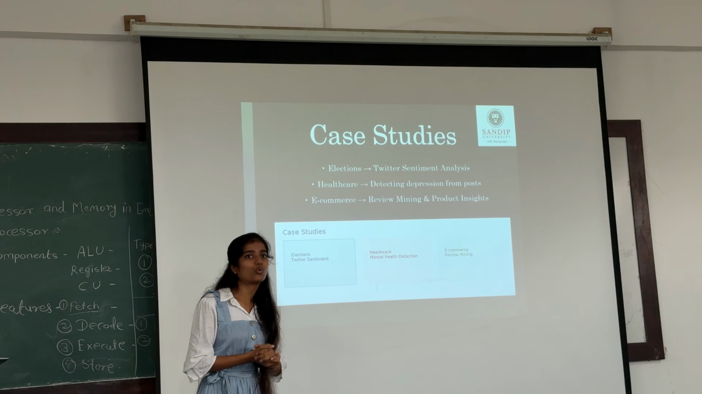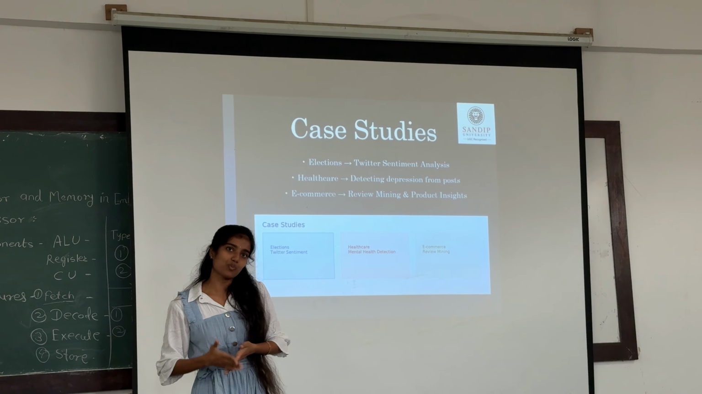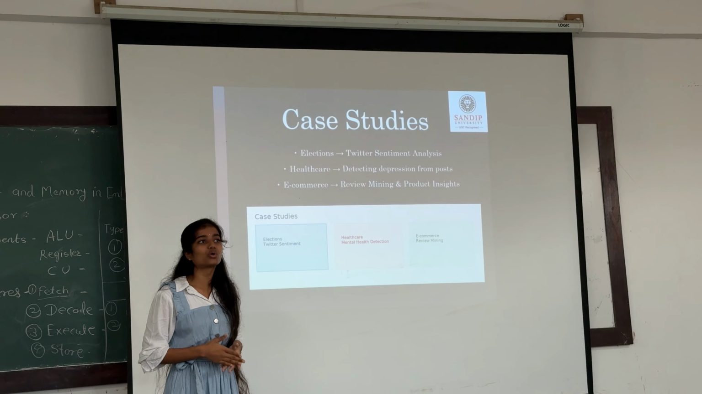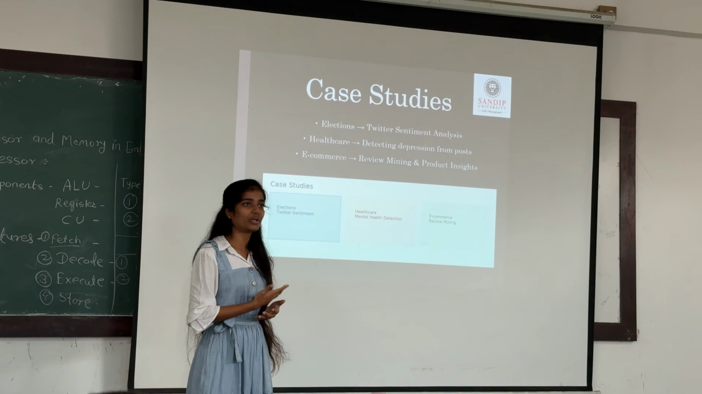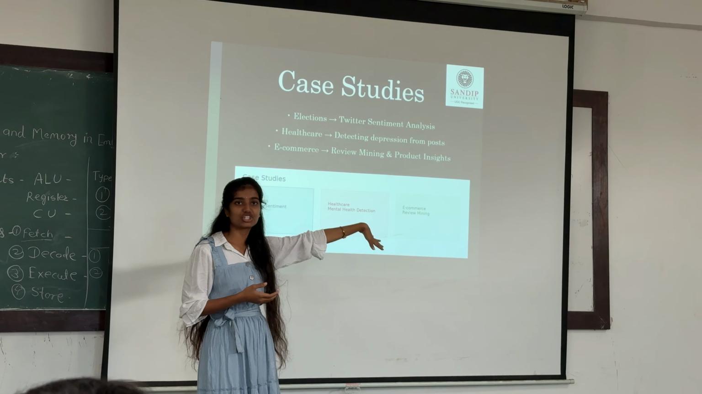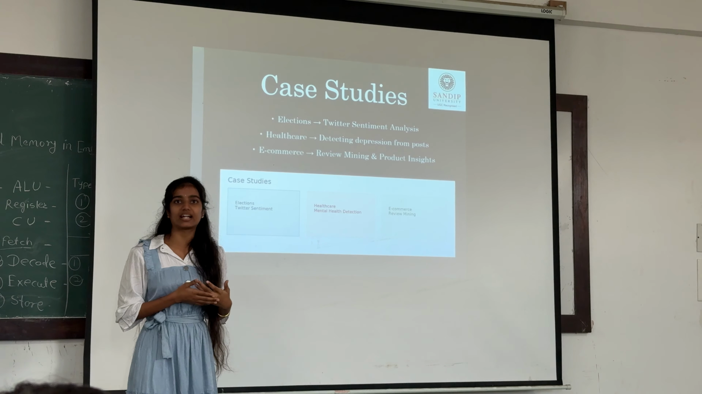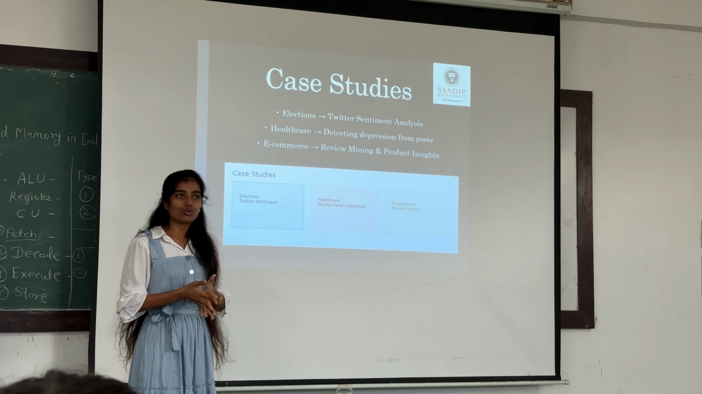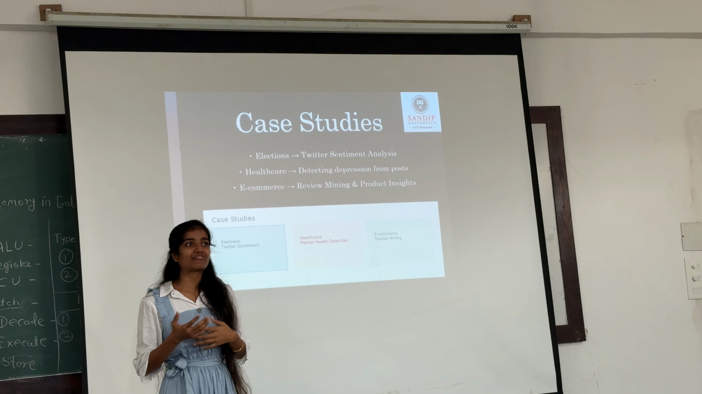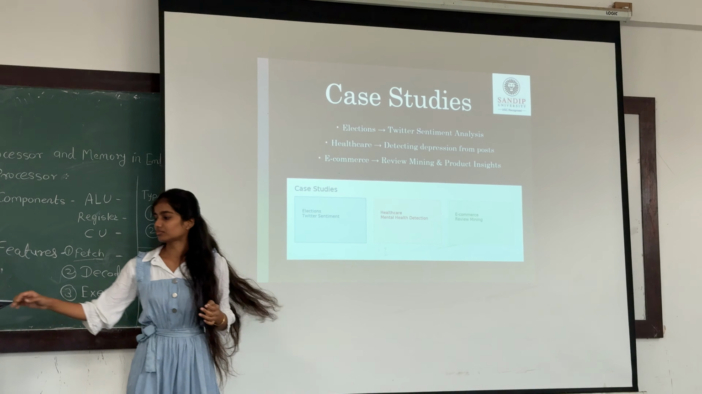And case studies. Where do we even use this? The first one is elections. Twitter decides popularity. During elections, they conduct Twitter sentiment analysis to track public opinion on each party. And then healthcare, as we discussed before, it is used in detecting depression from posts. Hospitals do use that. And the third one is e-commerce. Amazon and these companies mostly rely on reviews. They basically tell if your 50 rupees worth product is selling well or not using these reviews.